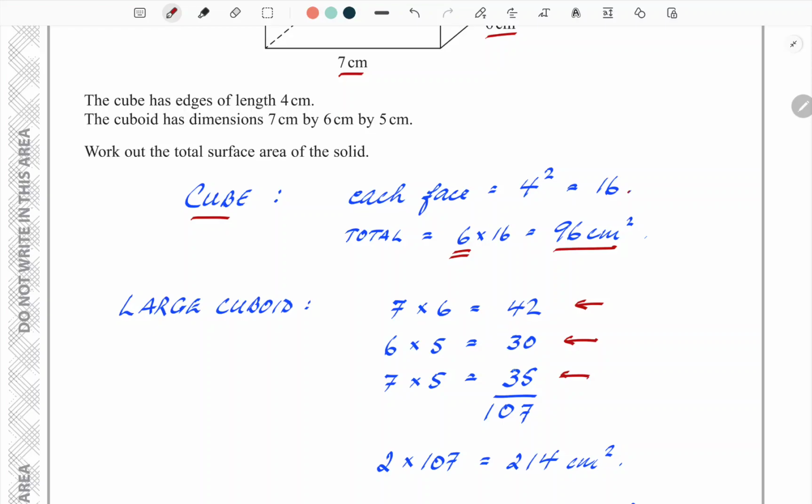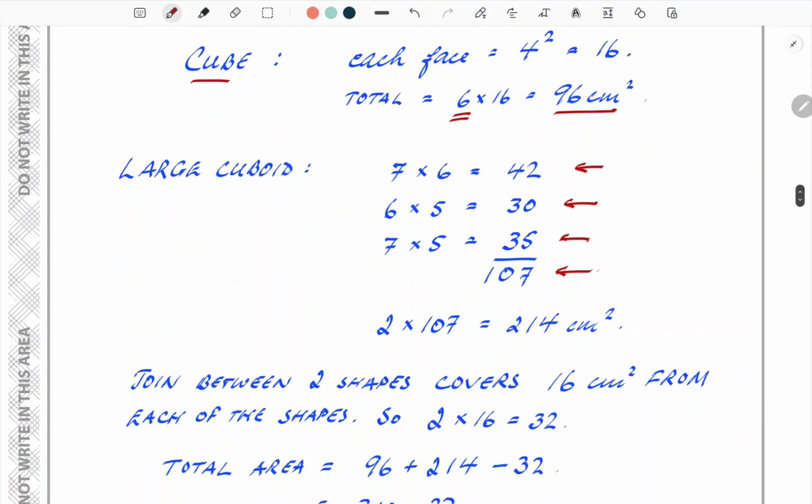And they total, one of each put together, is 107. Okay. And we know that there's 2 of each side of the face. So it's 214 is the total surface area of the cuboid.